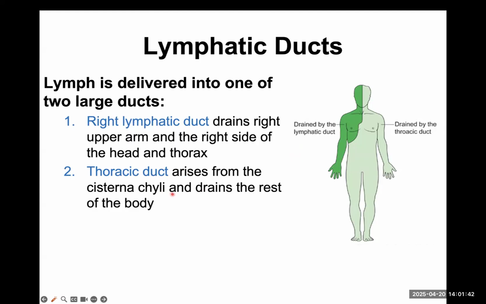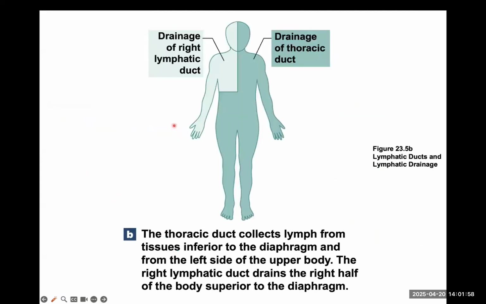So as I mentioned before, the thoracic duct, because it's going through the thorax, that's where the name comes from. And then there is this landmark, the cisterna chyli. I showed you that in the last picture. So here's another image from the book. It's basically breaking your body down into two parts, telling you what's being drained by which one. The right lymphatic duct is draining this area, and then the left, or the thoracic duct, is draining this area.